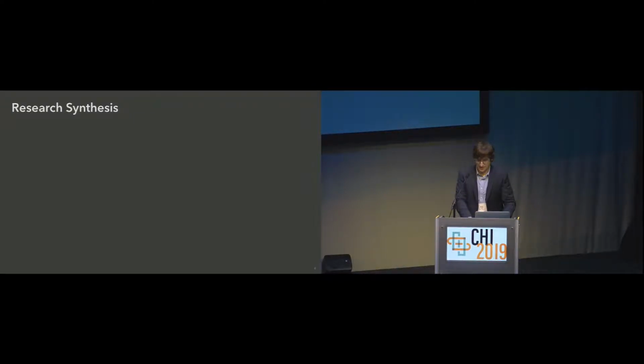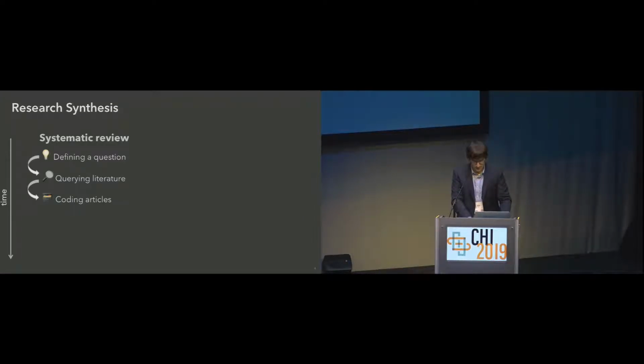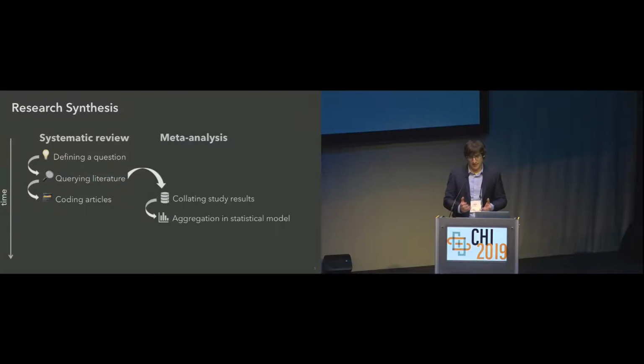Research synthesis often entails a systematic review of the scientific literature on a topic. That is a structured process for defining a question, querying the literature, and coding each article in a review. Sometimes, in addition to systematic review, research synthesis will involve quantitative aggregation of evidence through meta-analysis. That is a procedure of collating results across studies and combining them into an overall estimate of effect size through a statistical model. By effect size, we mean the standardized quantitative estimate of the impact of some intervention, say mindfulness therapy, on an outcome of interest, say incidence of diagnosed mental health disorders.